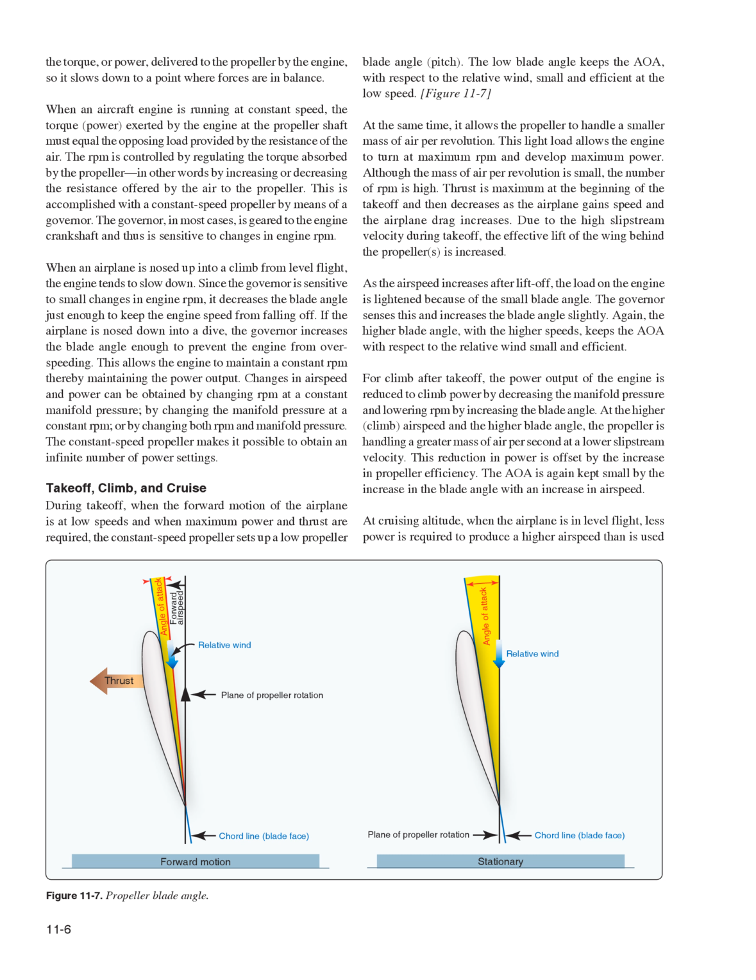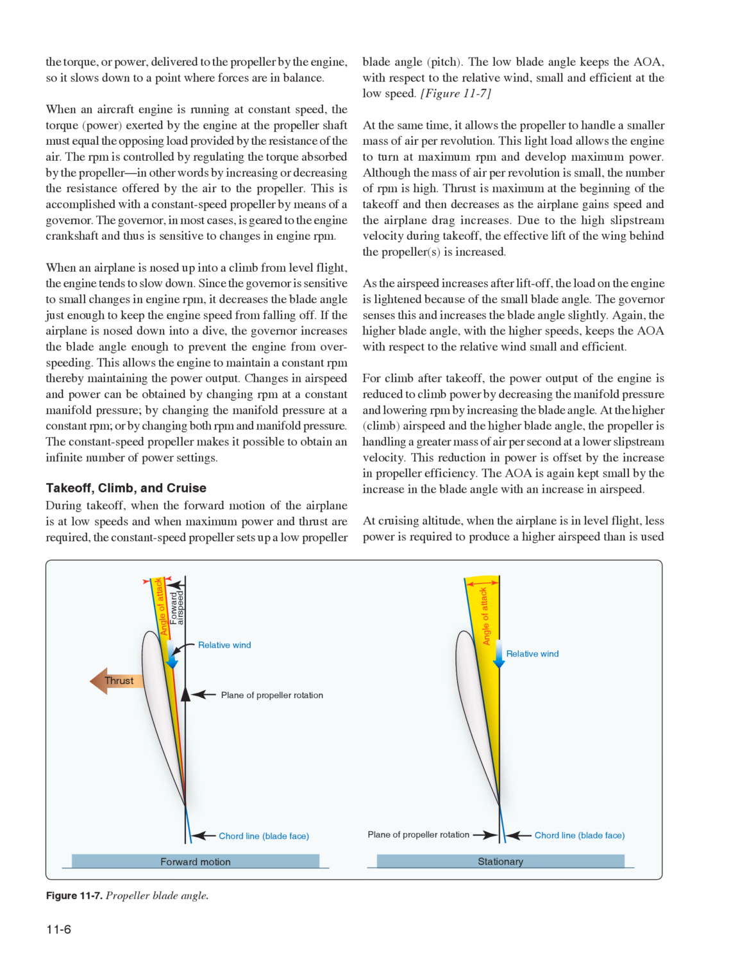At the higher climb airspeed and the higher blade angle, the propeller is handling a greater mass of air per second at a lower slipstream velocity. This reduction in power is offset by the increase in propeller efficiency. The AOA is again kept small by the increase in the blade angle with an increase in airspeed.